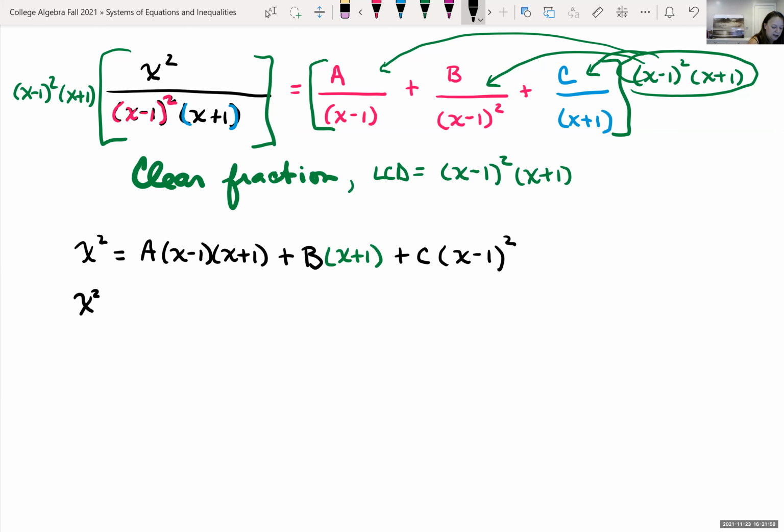Okay, so we have x squared here is equal to a all times, well, x minus 1 times x plus 1, that's a difference of squares. That's the same thing as x squared minus 1. Plus, let's distribute that b. So we have bx plus 1b, plus c. If I distributed it out, x minus 1 times x minus 1, and combine like terms, this is x squared minus 2x plus 1.